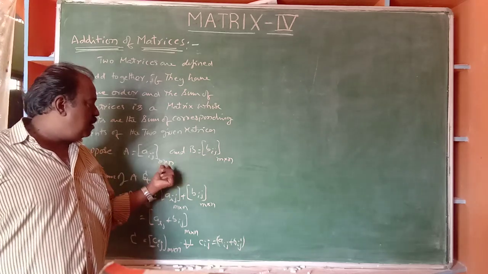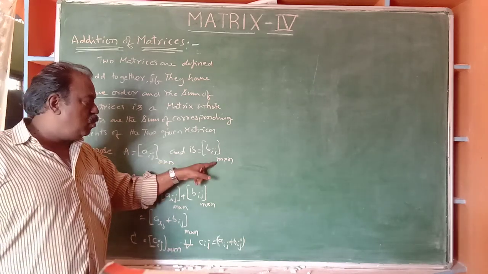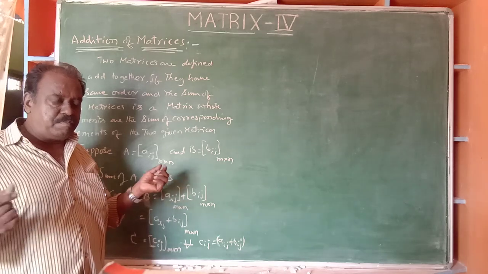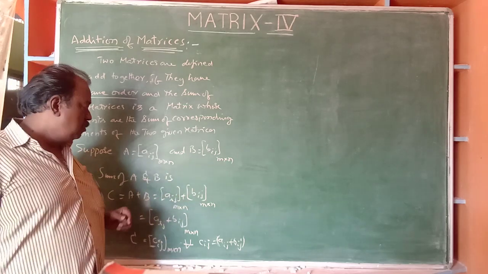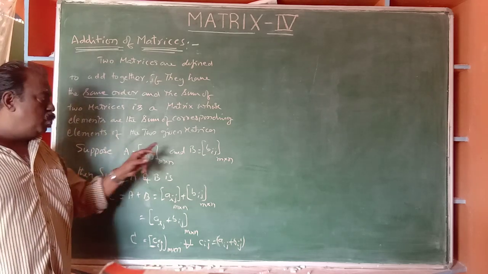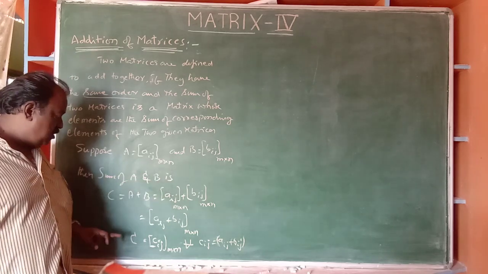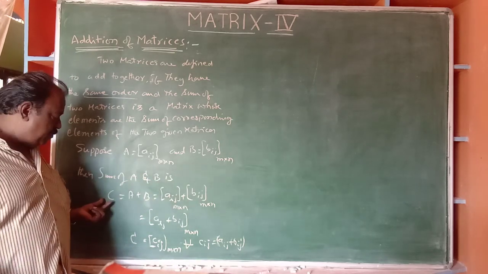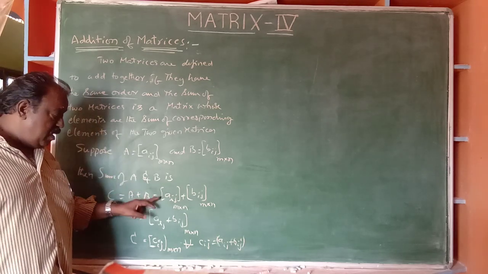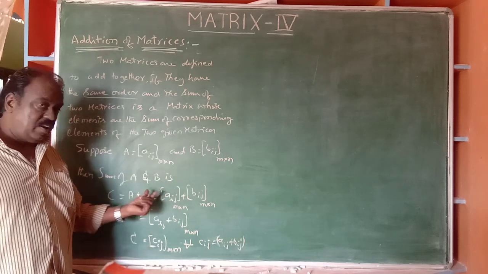But the orders of the matrices are both M by N: M rows and N columns here, and here also M rows and N columns. Suppose they are not the same, then addition is not possible. Then the sum of the given two matrices A and B is a new matrix. Let it be C. C is equal to A plus B, where A is equal to Aij and B is equal to Bij.